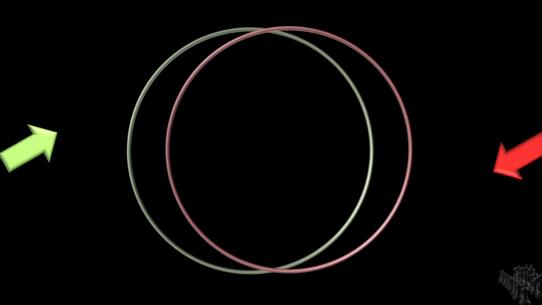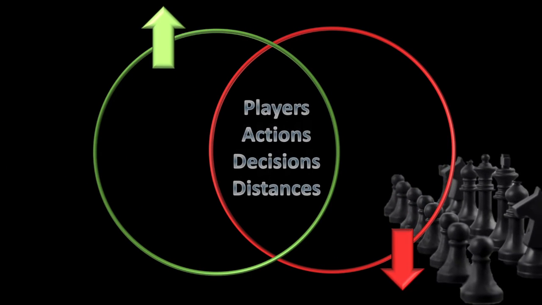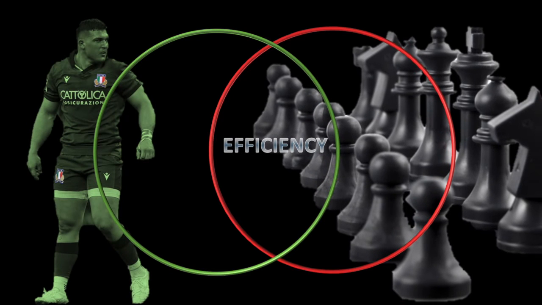But let's examine risk a little further. What is high risk and what is low risk? To simplify, a strategy that involves more players, more action, more decisions and greater distances is inherently greater in terms of risk. And the key to being more effective than your opponents when the opportunities are limited in a match is efficiency, that is achieving more with less effort or waste.